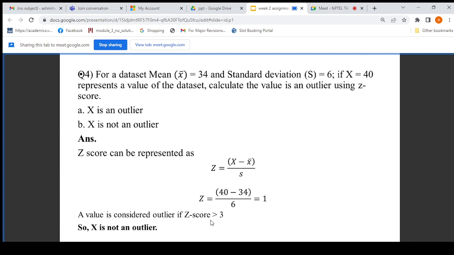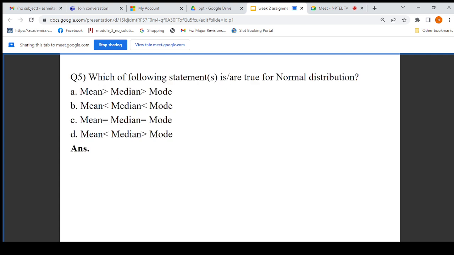Okay. So I think this question is pretty clear. This will mostly be coming in the end sem exam, so it will be helpful. So next, here X is not an outlier. Now, can anyone tell me what the correct answer of this question is? C is the right answer. C is the answer.